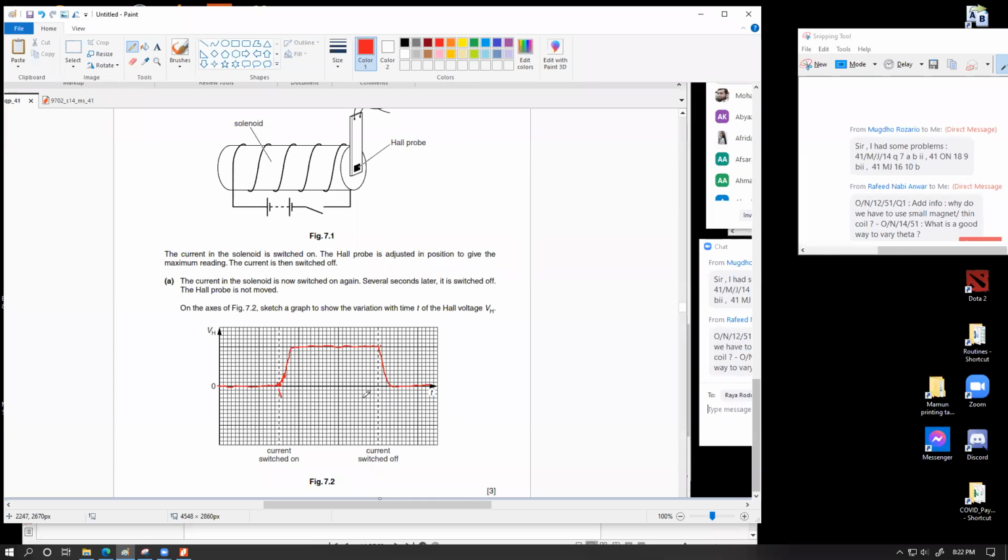And here the current starts to increase. I'm assuming here the current becomes maximum. And that maximum current is maintained over this duration, and here the switch is turned off, and let's assume that this is the amount of time it takes to drop. So this is the graph that I am guessing it should be.